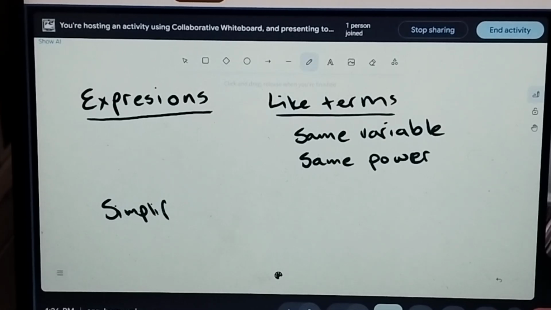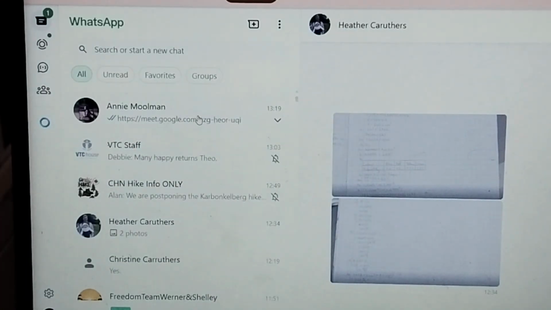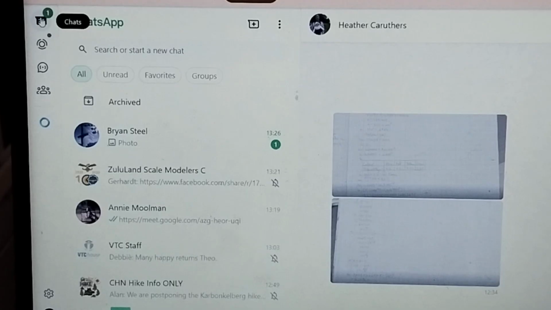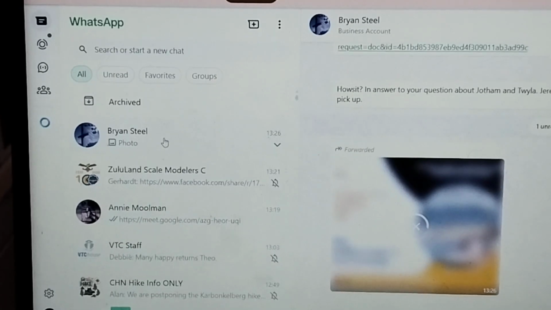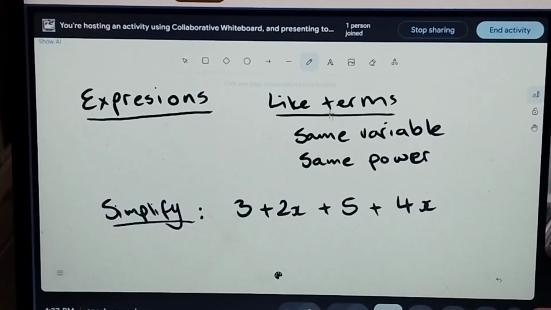And they'll give you something like 3 plus 2x plus 5 plus 4x. They'll give you something like that. And you're expected to simplify that. All right. Now, in order to simplify that, what they're telling you to do is get your terms that are the same, your like terms, and add them together.